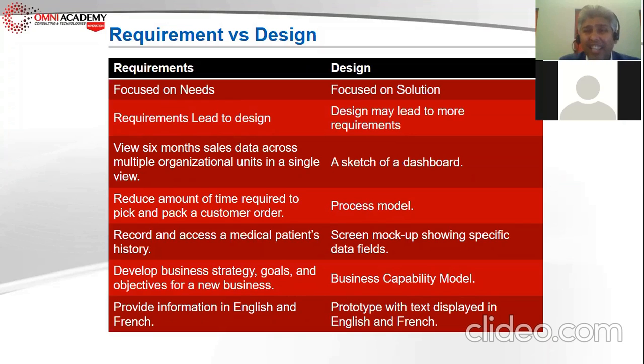Provide information in English and French. For example, that's a requirement. A prototype with text displays in English and French is the design. Actually, this is just an example, just to distinguish, because later on, lots of the tasks you will see in business analysis will have inputs of the requirements, and lots have input of the design. So you have to understand this. Okay.